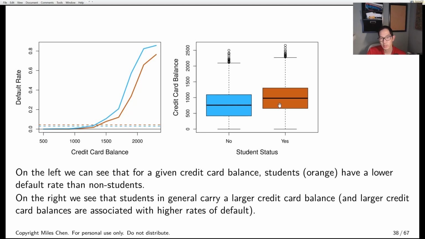But what we see on the right is that in general, okay, if we look at student status and the credit card balance, students have a larger credit card balance, okay? And because larger credit card balances are associated with higher rates of default, the overall rate of default for students is higher than the overall rate of default for non-students, okay? But if you hold the balance constant, then the rate of default for students is lower than that of non-students, okay? And that's what this relationship reveals here.